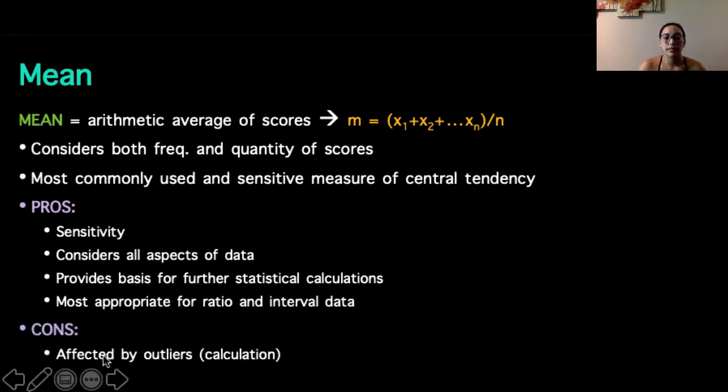Cons are going to be that the mean is affected by outliers. However, we can take this into account when we're working with our data. We can test for outliers. There are a lot of different methods that we'll talk about for how we can do that. But if you don't catch an outlier, that's where it could be problematic, because then you get a skewed idea.